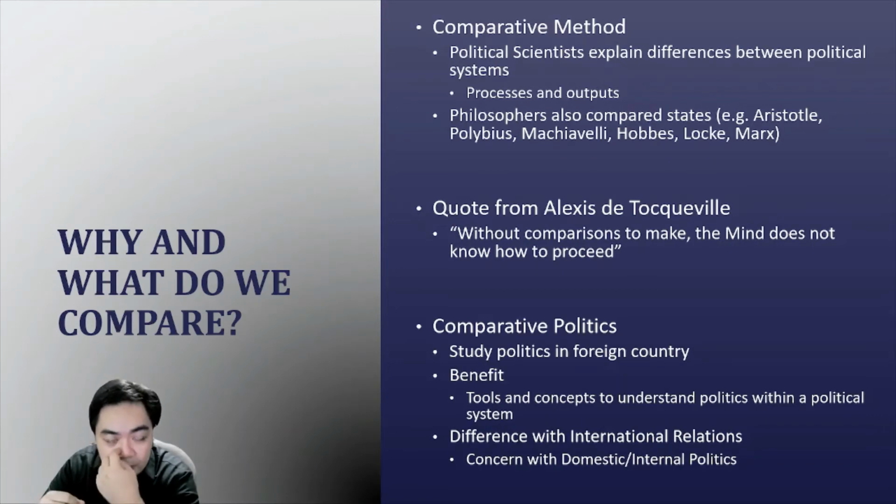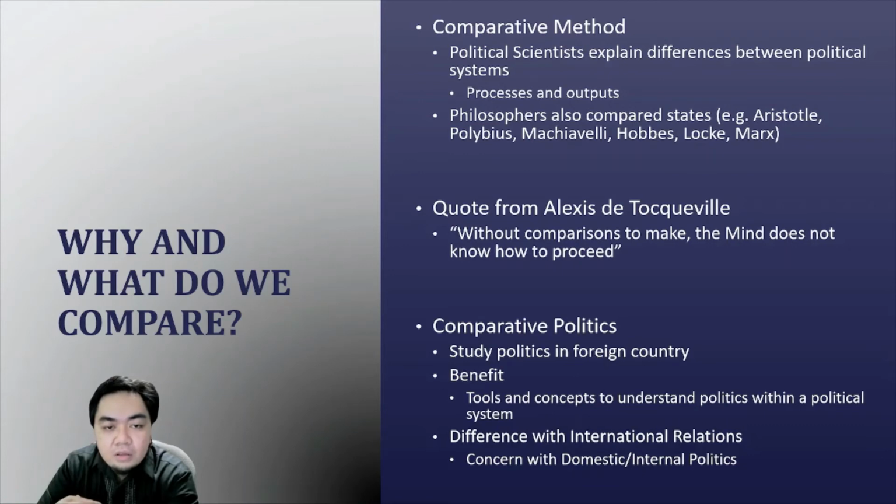So they compare many aspects of the state that highlight the processes of politics. So when we use the comparative method as comparativists in political science, we tend to compare the different processes and outputs.